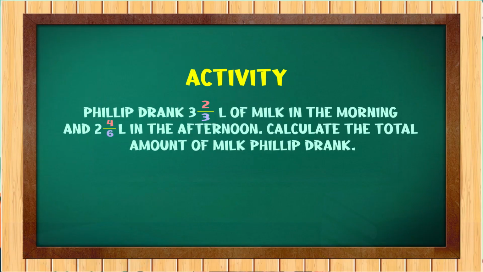Here is an activity for you to do. Philip drank 3 2/3 liters of milk in the morning and 2 4/6 liters in the afternoon. Philip really likes milk. Calculate the total amount of milk Philip drank. Take a minute and get that done, boys and girls. Remember to do your work step by step and be careful with your calculations.